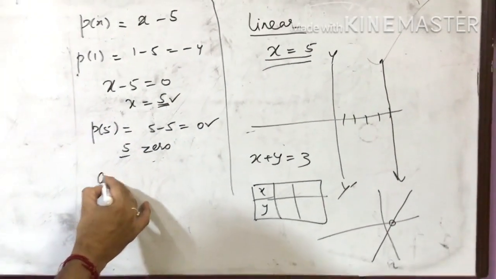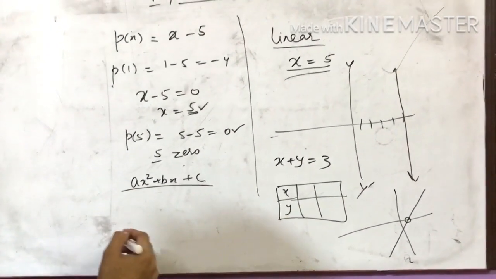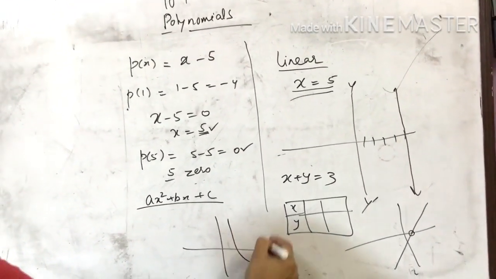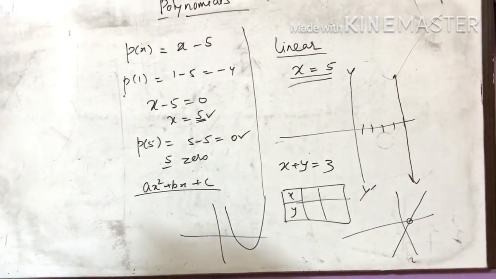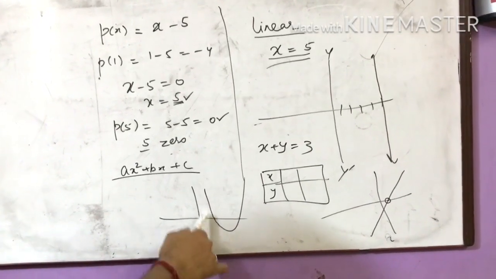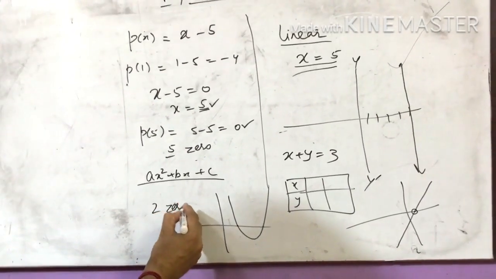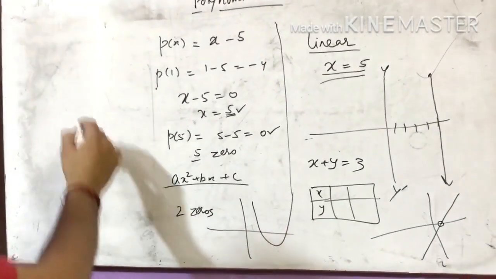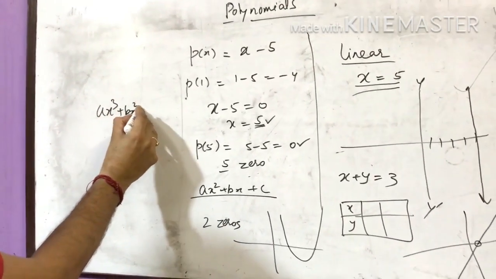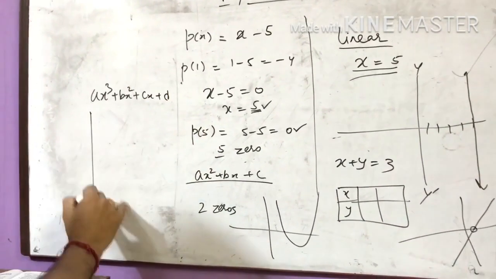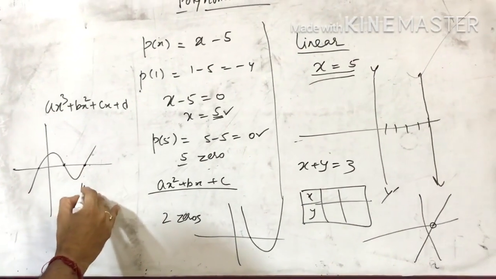Then you have another equation, ax² + bx + c. They are called quadratic equations. In a quadratic equation, suppose this is the diagram, then you can see there are 2 points at which the x-axis meets this curve. So there will be 2 zeros. And a cubic equation may be ax³ + bx² + cx + d. It may be possible that it is like this, so it is meeting the x-axis at 3 points. So there will be 3 zeros.